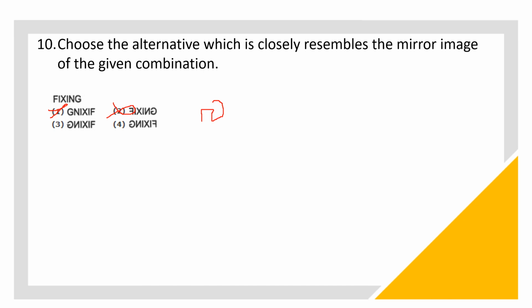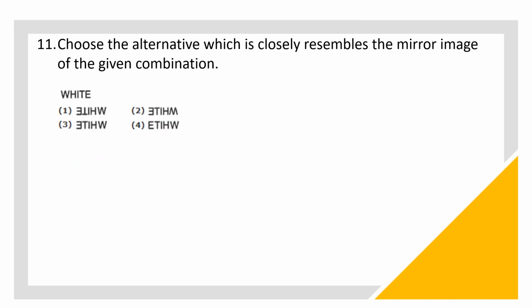Z N I X I. Up to here common. So let's check the mirror image of F. What is the mirror image of F? This is. So in the fourth option, the mirror image of F is there, but in the third option, the original image is there. So this is not a correct answer. So the final answer is 4.